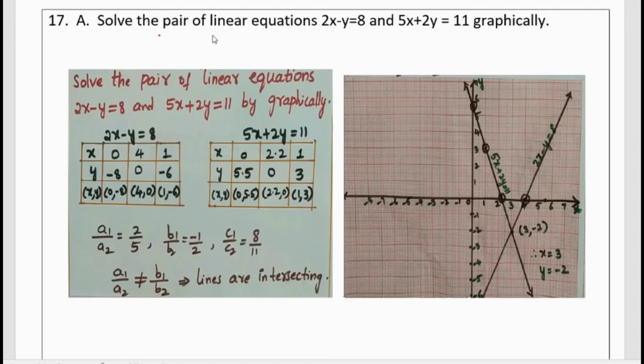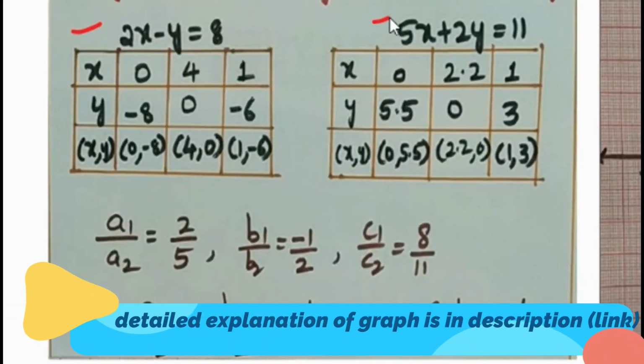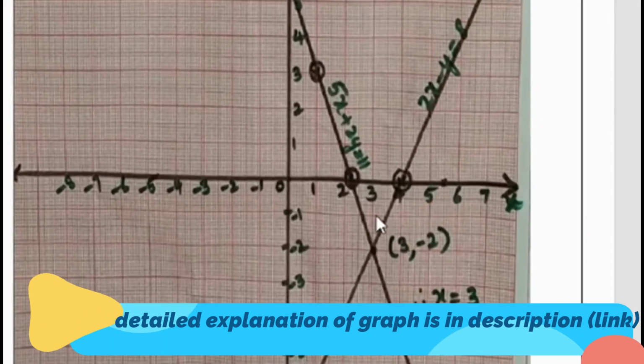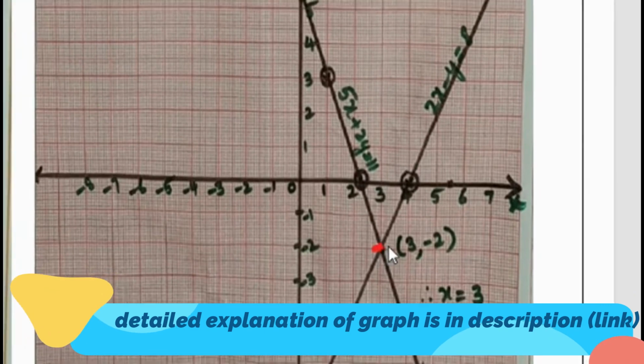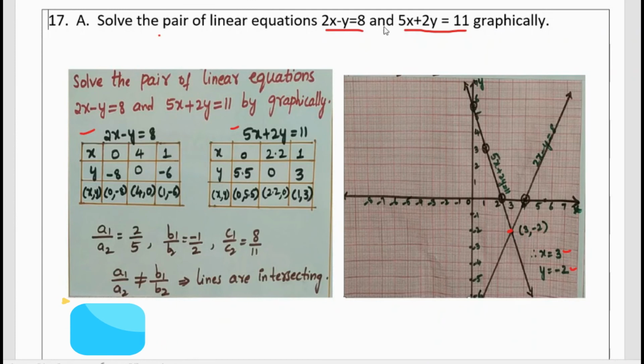17th question. Solve the pair of linear equations 2x minus y is equal to 8, 5x plus 2y is equal to 11 graphically. To solve this graphically, we have to make a table like this, students. Get the 3 points, plot them on the graph where the two lines are intersecting. It is the solution of the linear equations. So x is equal to 3 and y is equal to minus 2 are the solution of the given linear equations.